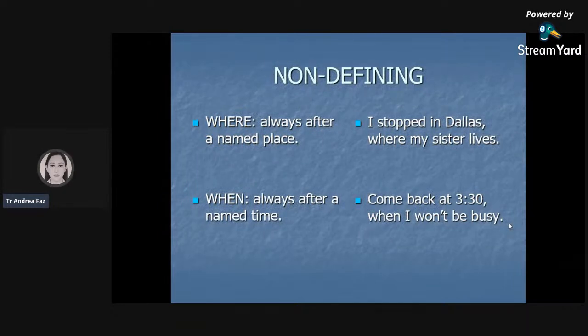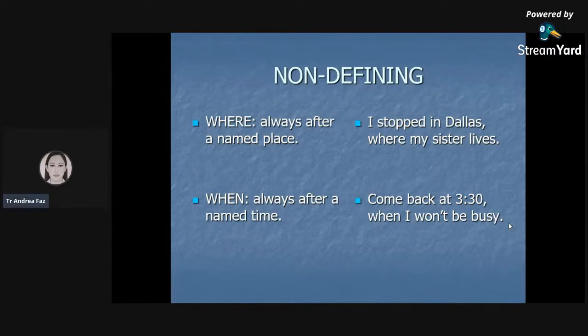Then, just to recap the non-defining pronouns, we have where, that is always placed after a named place. For example, I stop in Dallas. Dallas is a named place. So we add a comma and we continue with where my sister lives. We continue with something that happened in the named place we already talked about. In this case it was Dallas.